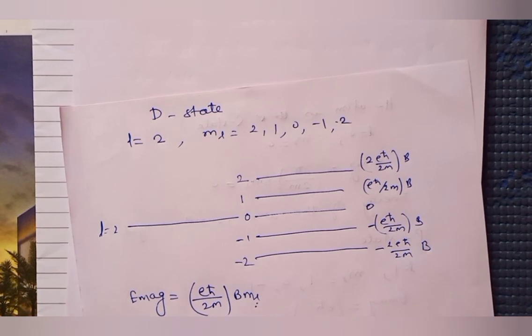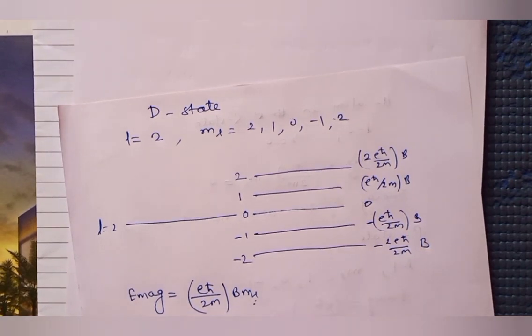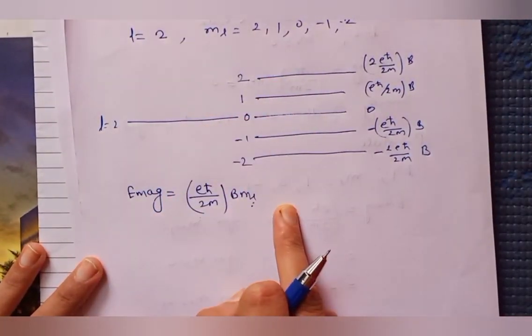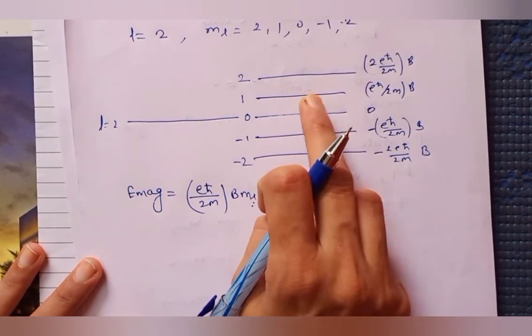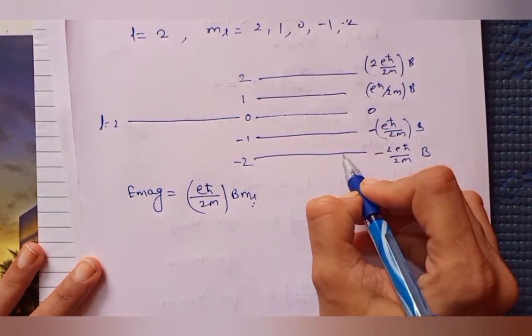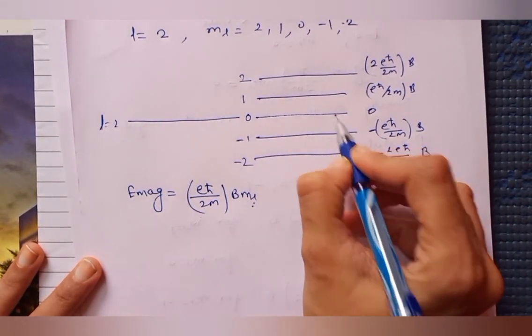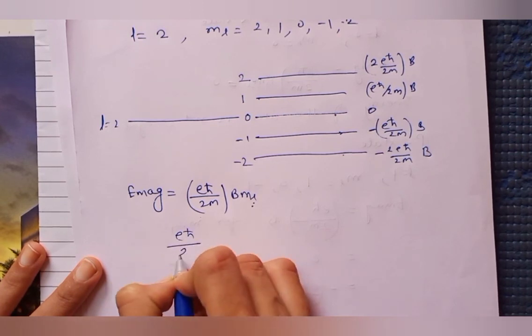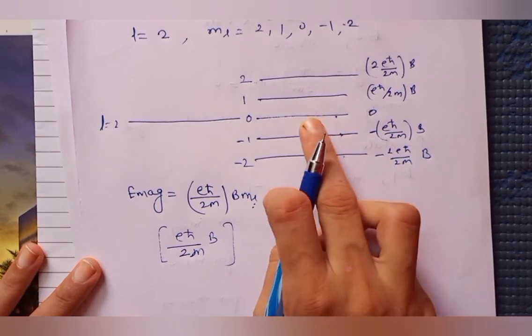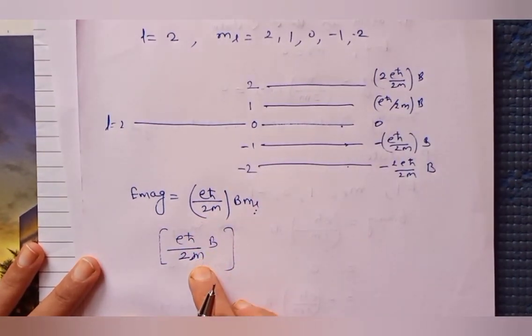What this means is, except for S state, there is no change in the energy of the atom in the presence of magnetic field. But if you take P state or D state, then in the presence of magnetic field, the energy level splits up. So if you calculate the energy difference between any two consecutive magnetic levels, you will get eh cross upon 2m into B. So the difference between any two consecutive levels is eh cross upon 2m into B.